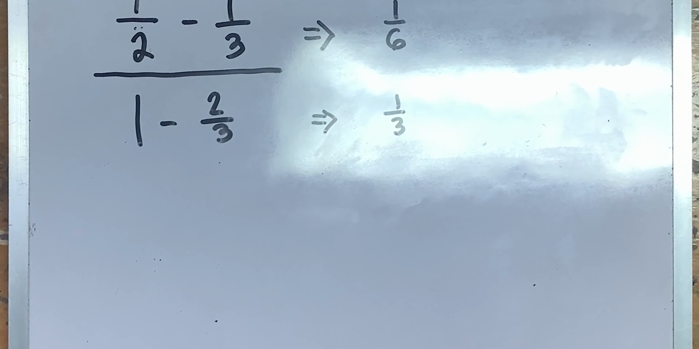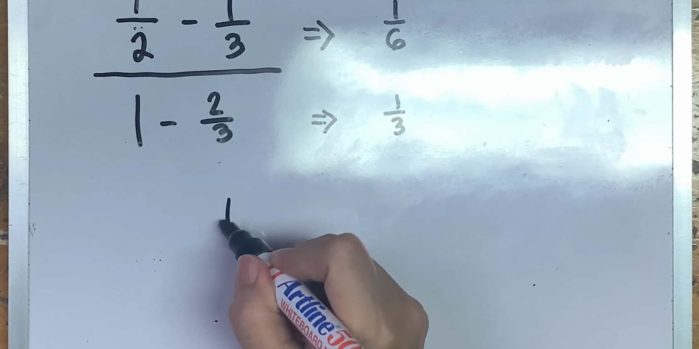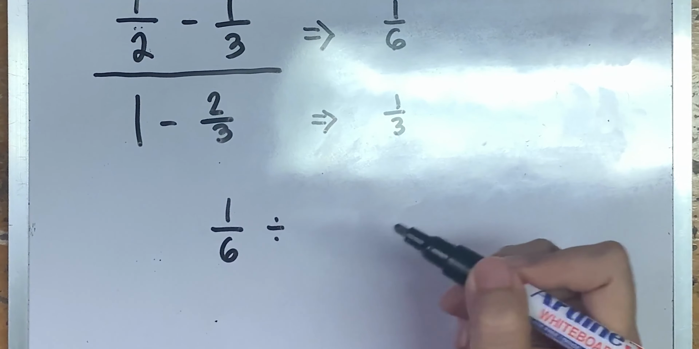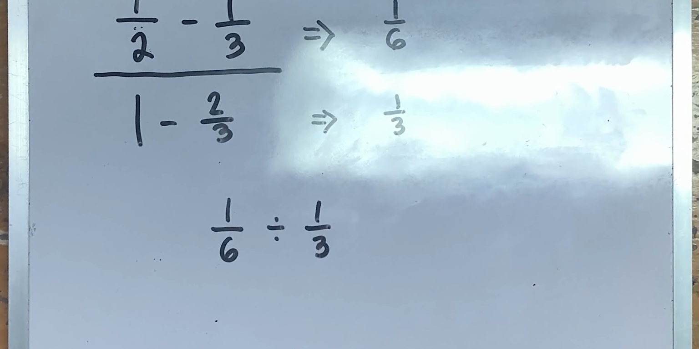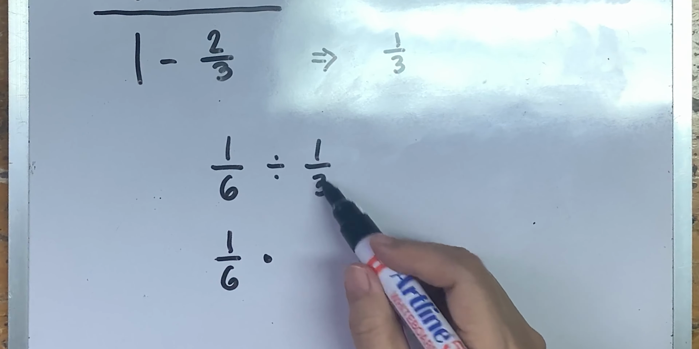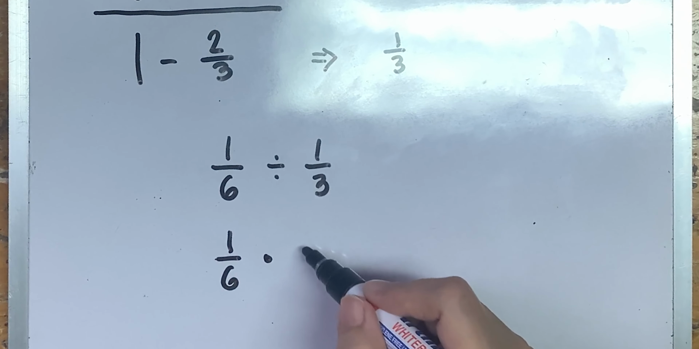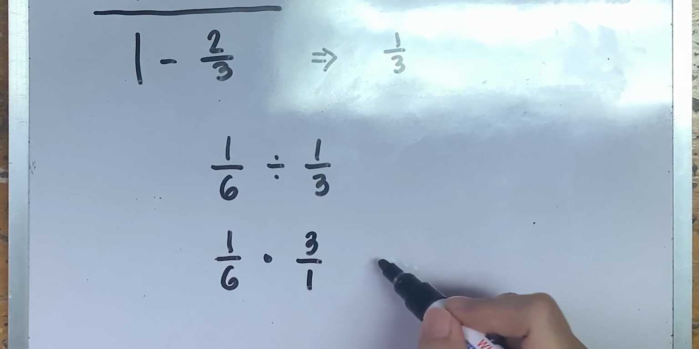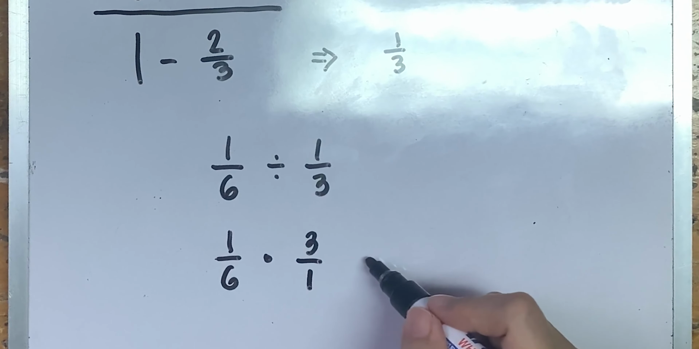And then after that, let's proceed with division. So 1 over 6 divided by 1 over 3. Now, in division, we simply change the operation to multiplication. So we'll change it to multiplication and get the reciprocal of the second term, which is 3 over 1. And then we simply multiply numerator to numerator and denominator to denominator. So we have 3 over 6. Okay, reduce it to lowest term, we get 1/2. And this is the answer to this complex fraction.